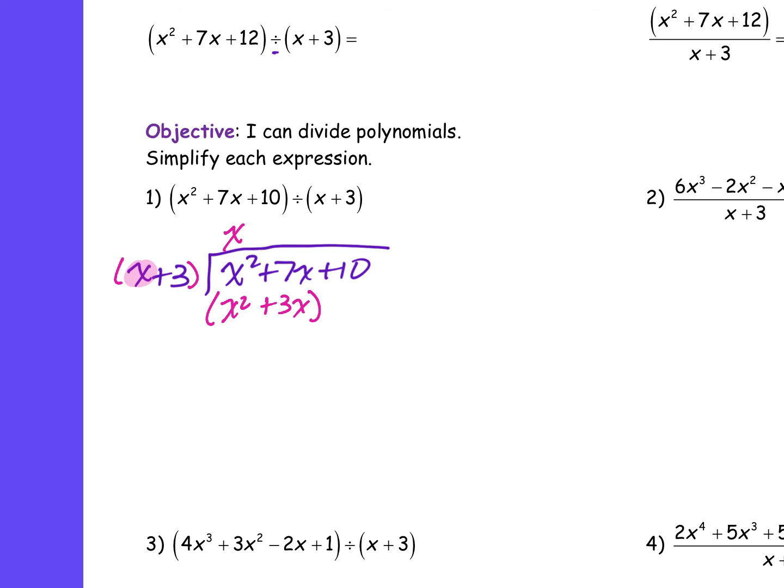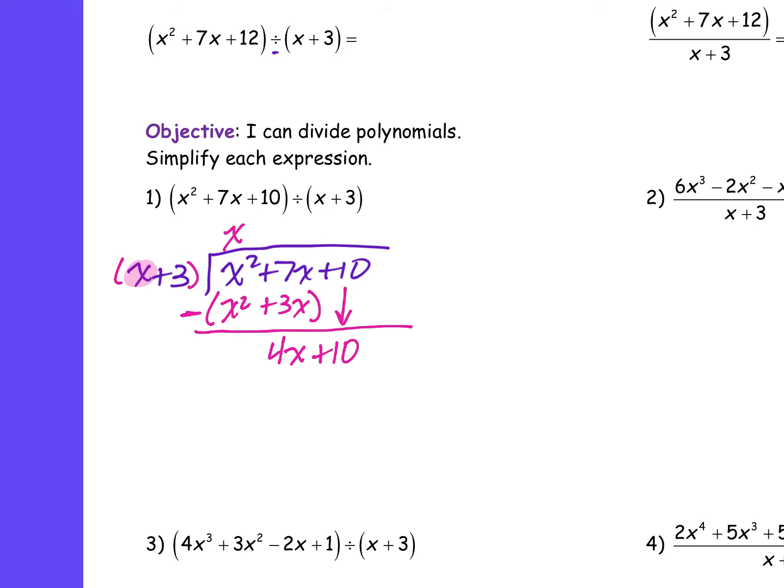The next step in division is to subtract. So x squared minus x squared is 0, and 7x minus 3x is 4x. Then I'm going to bring down everything else, which just happens to be my 10. And we're going to start the process all over again.